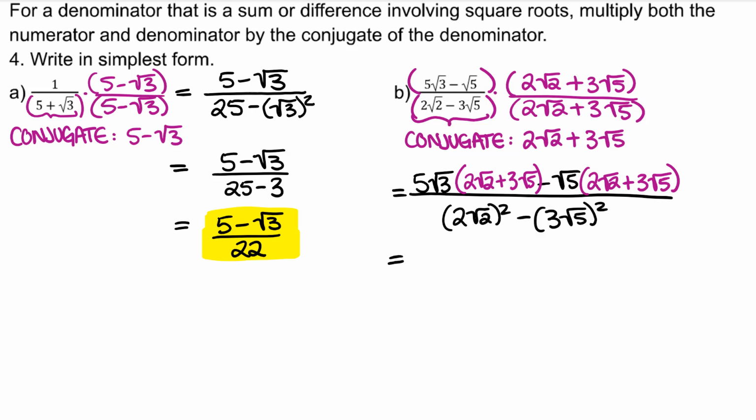When we multiply 5 root 3 times 2 root 2, multiply non-root with non-root and root with root, so 10 root 6. Remember that 2 square root 2 squared is just 2 root 2 times 2 root 2. Now keep simplifying.